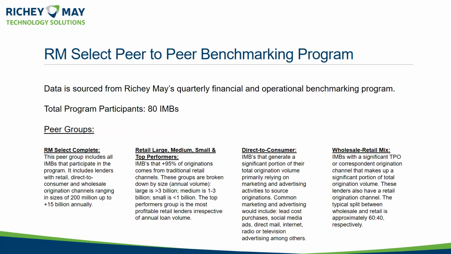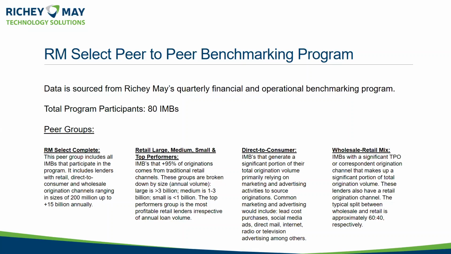But before we do, I just want to put in a quick note, which is here so that you can take it back for collateral and have an understanding of the data we're presenting. For the first part of our presentation, the charts and graphs are driven off one of our peer groups in our benchmarking program, the global peer group. That's RM Select Complete. This group includes all the IMBs who participate in our program, multiple different channels, and lenders of all sizes. So it's really useful when we look at trends over time.